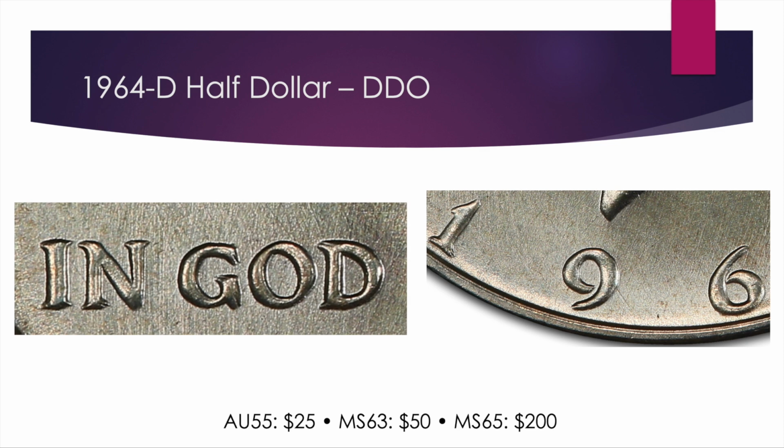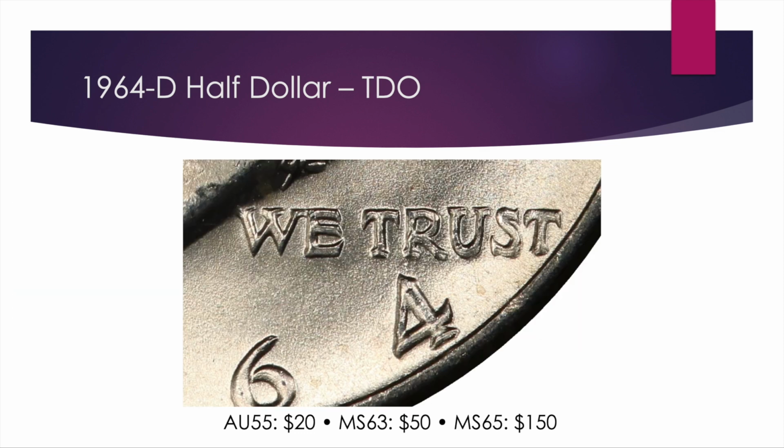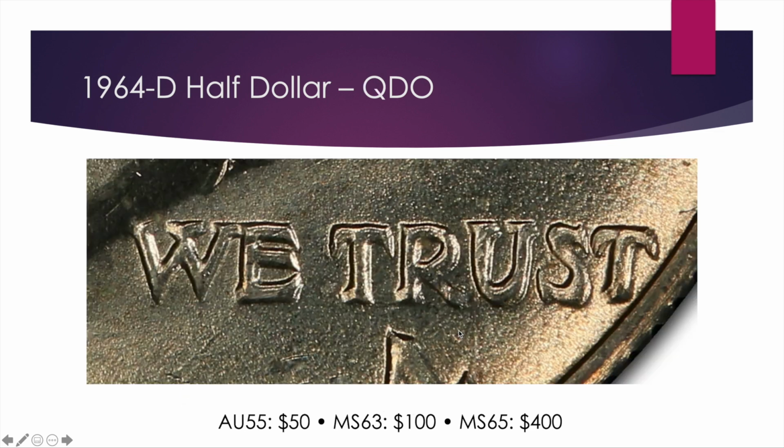It'll range up a little bit past mint state 65, and then we actually see lower values on the triple die obverse, which you can see pretty well in terms of these bottom serifs with the T. There's tripling instead of doubling, but it's much more apparent throughout the We Trust, I think, as well as the date there in the 4.